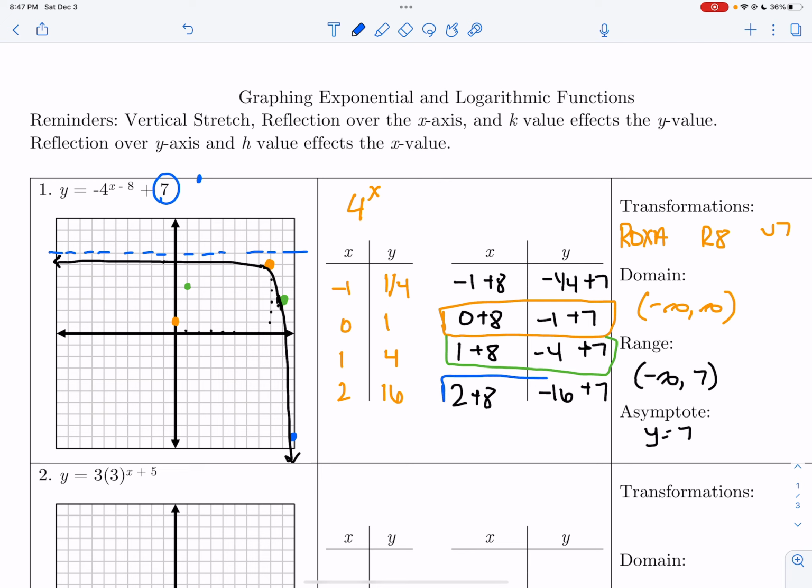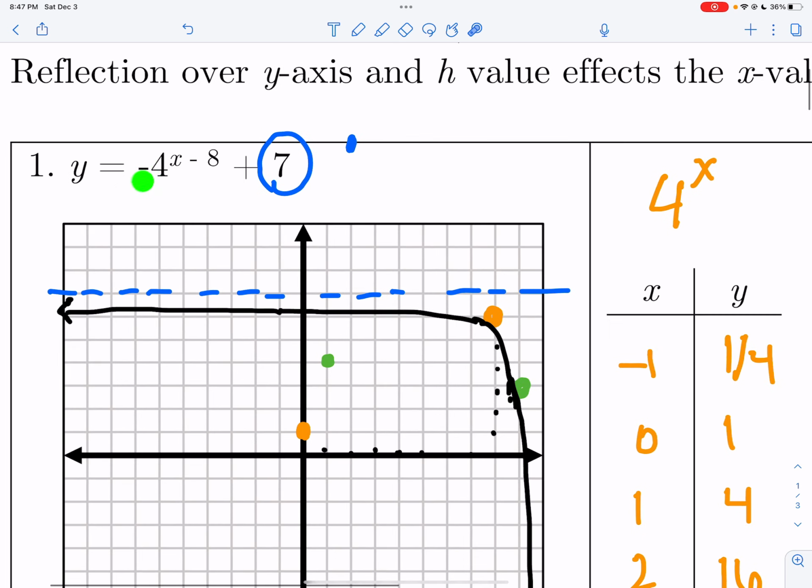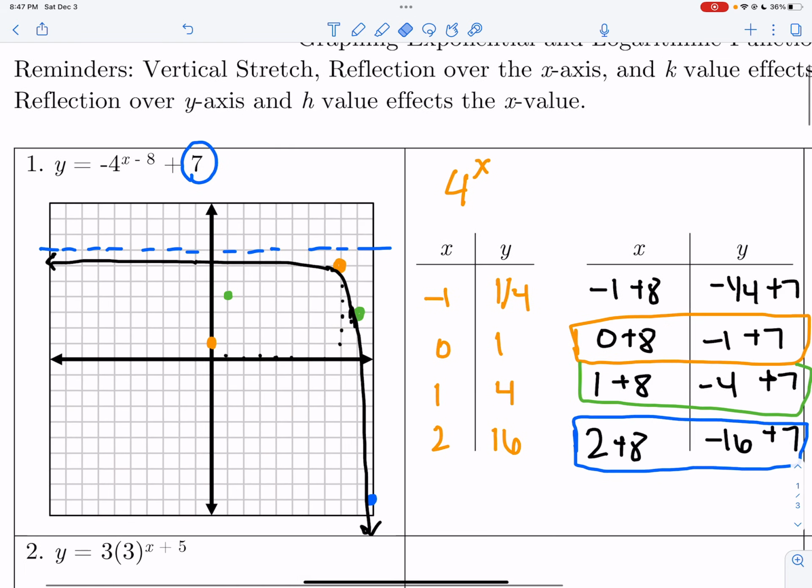Now, it is important to note that if you are using transformations in the graphical method, even with this too, you want to go left to right. So notice how I have a reflection across the x-axis first, then I have right 8, then I have up 7. So go left to right whenever you're doing your transformations.